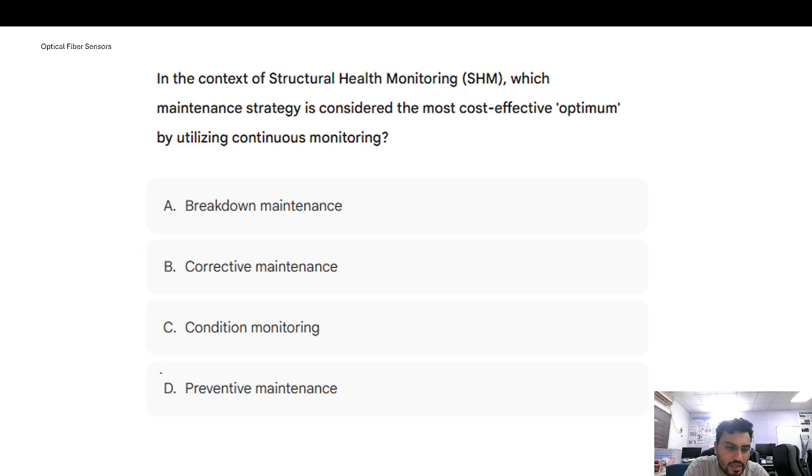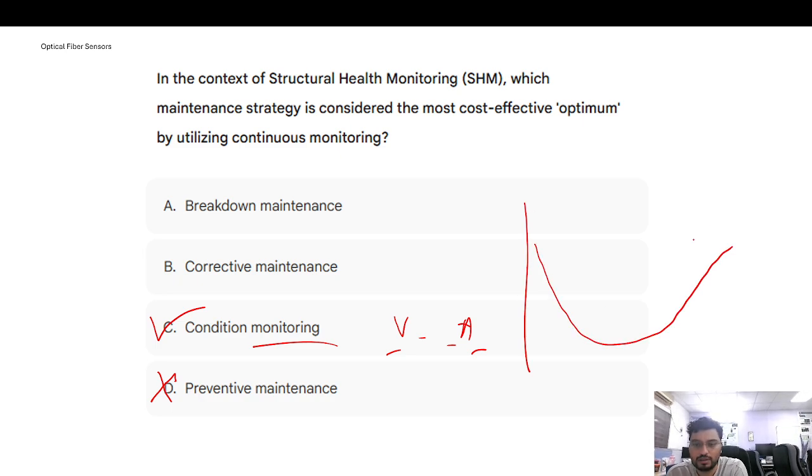No, preventive maintenance is not the correct answer. Condition monitoring, yeah, condition monitoring is the correct answer, where vibration and acoustic measurements are used, and the measurement is balancing between the measurement and operation. So I already discussed about this plot, where the minimum cost is lying. So this is based on the condition monitoring.